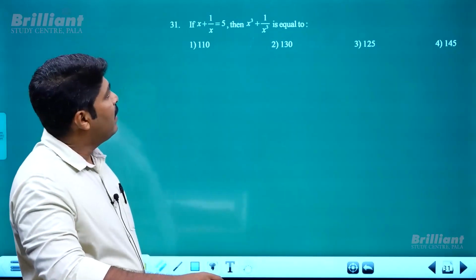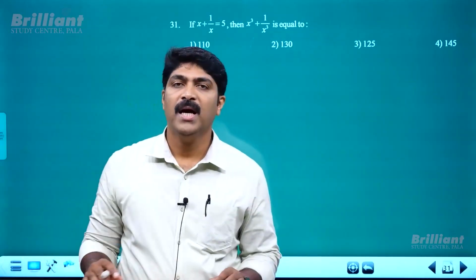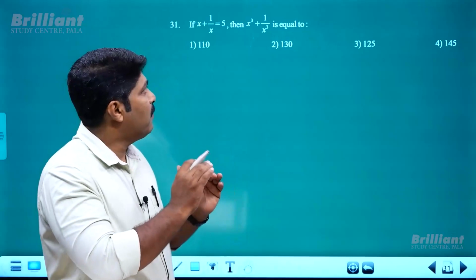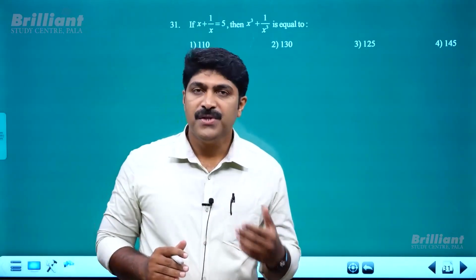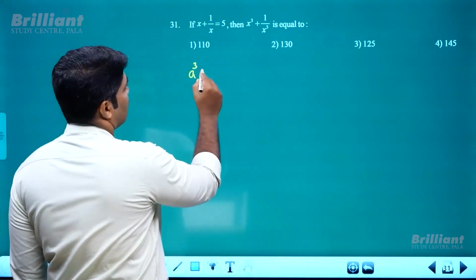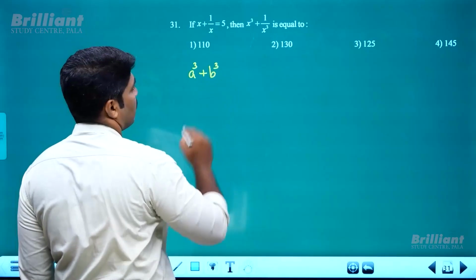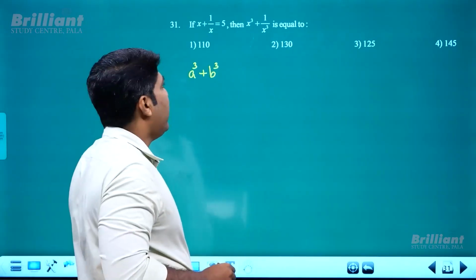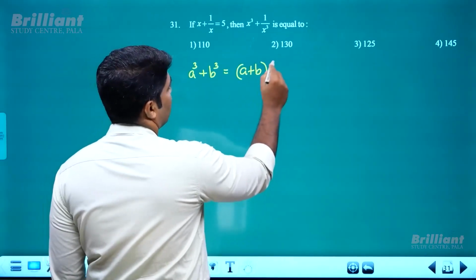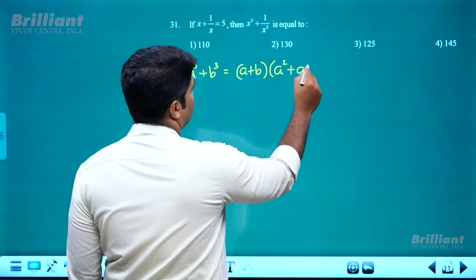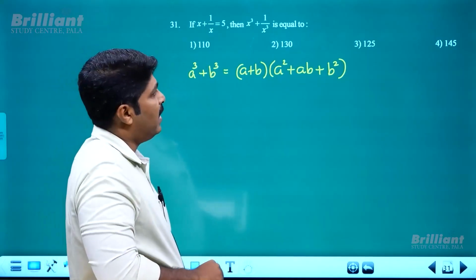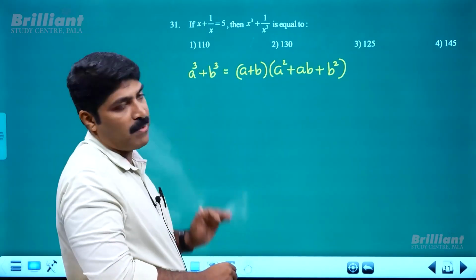So it's a common algebraic question based on identity applications. Before moving to the actual explanation of the solution, first of all, recall the identity in the form a cube plus b cube. What is a cube plus b cube? It is (a plus b) into (a square minus ab plus b square). This is the result for a cube plus b cube, the identity.